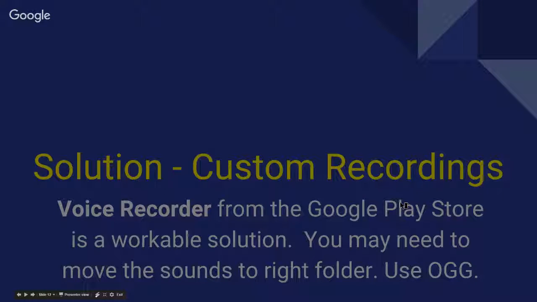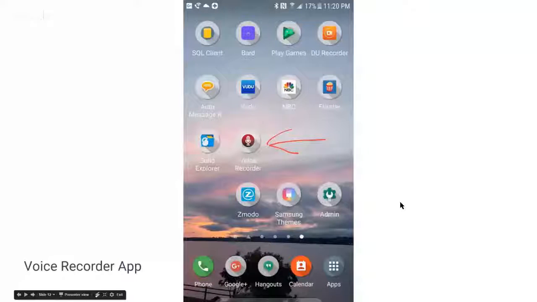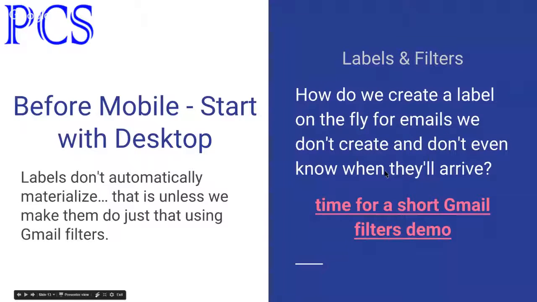This is what the icon for this app looks like on my phone. Voice Recorder. Like I said, you can get it from the Google Play Store. And we go ahead and record the sound using it, and then continue from there. But before we get into this, let's actually go through the process from beginning to end.